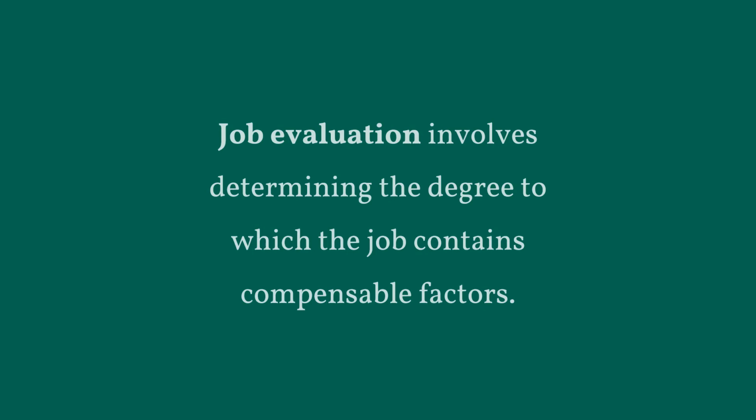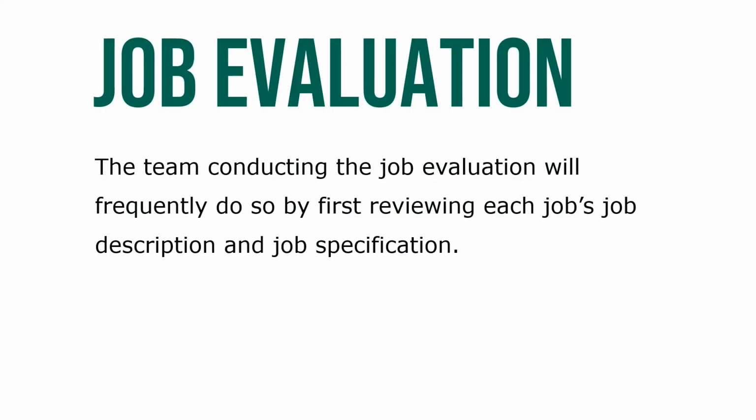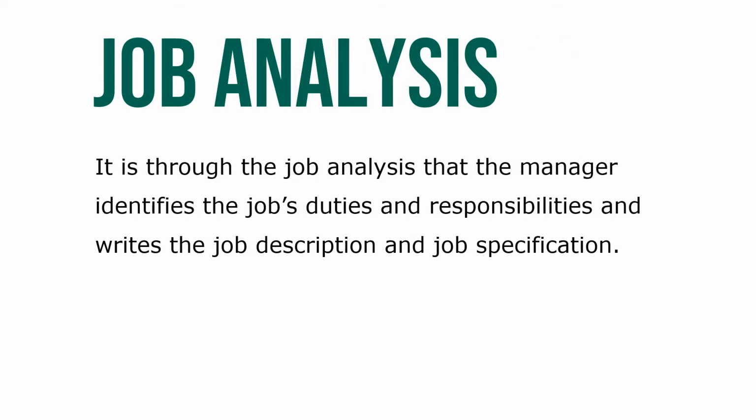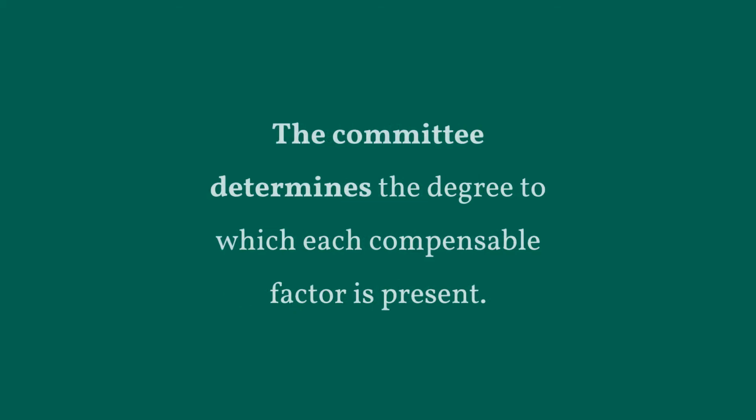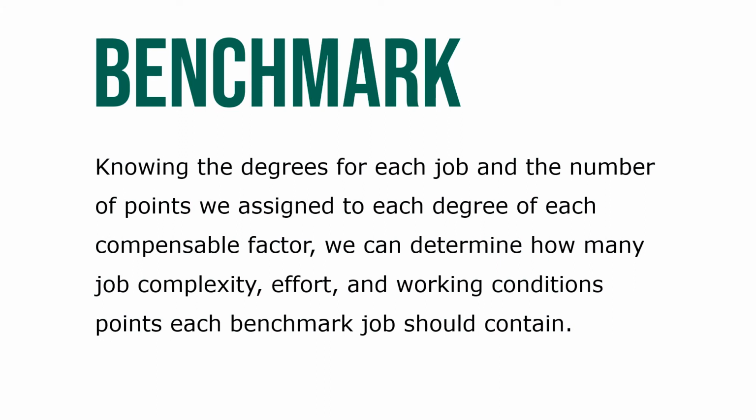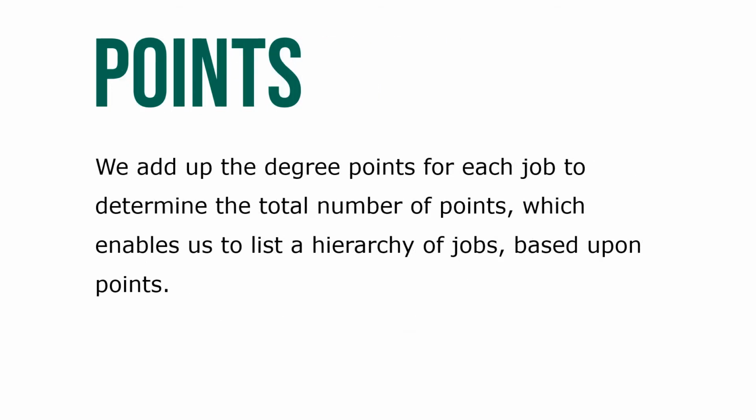Job evaluation involves determining the degree to which the job contains compensable factors. The team conducting the job evaluation will frequently do so by first reviewing each job's job description and job specification. It's through job analysis that the manager identifies the job duties and responsibilities and writes the job description and specification. Ideally, the job description includes information about compensable factors. A job evaluation committee determines the degree to which each compensable factor is present in a job. Knowing the degrees for each job and the number of points we assign to each degree of each compensable factor, we can determine how many job complexity, effort, and working condition points each benchmark job should contain. We add up the degree points for each job to determine the total number of points, which enables us to list a hierarchy of jobs based on points.